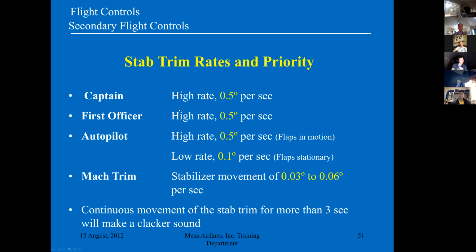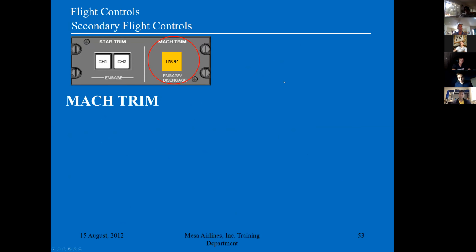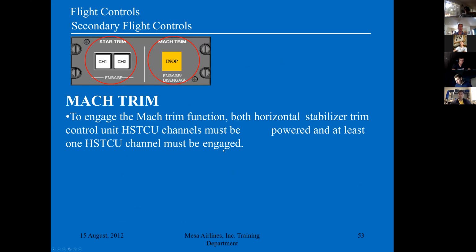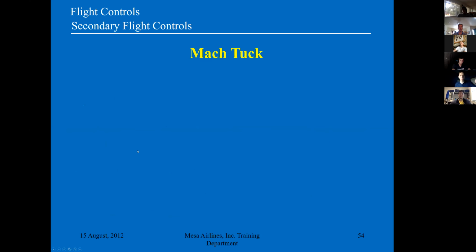This is an interesting slide. Just know that on autopilot, you get the high and the low rate. Captain and first officer, so human rates, are always high rate. And then mach trim is really small inputs. Oh my gosh, we've talked enough about trim. I'm gonna keep going here. If mach trim is inoperative, you can disengage it, but you're going to fly slower and go ahead and land. Okay. I'm not going to talk about that too much.